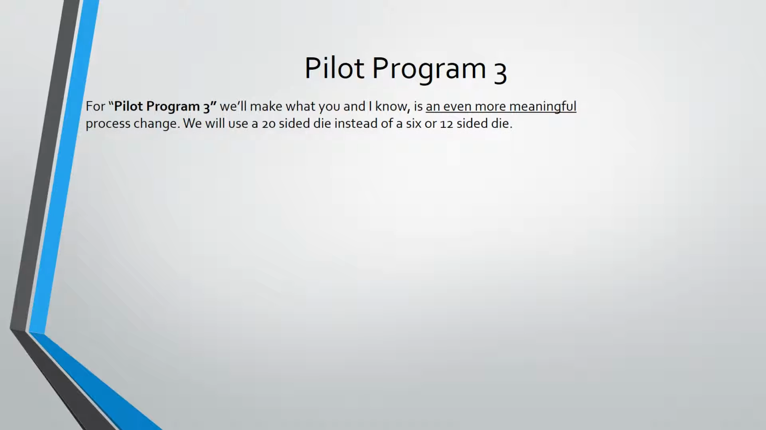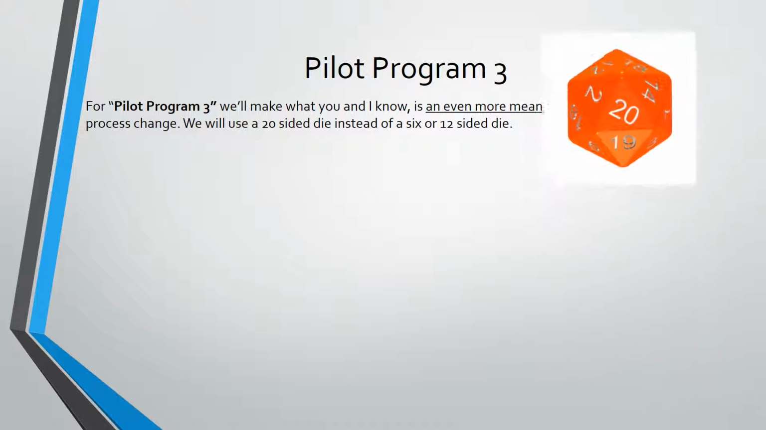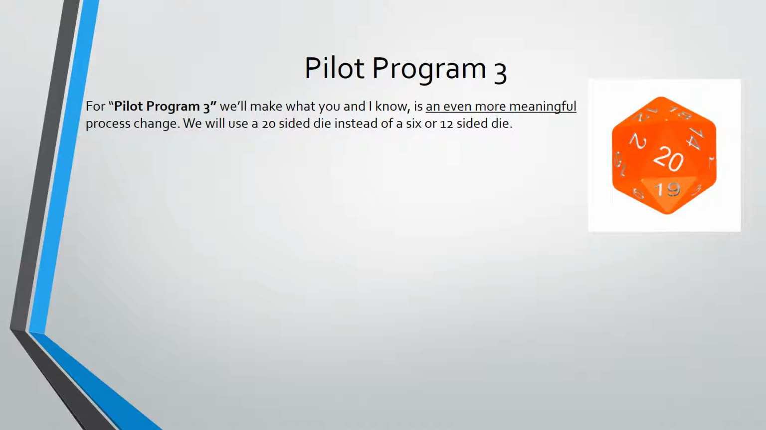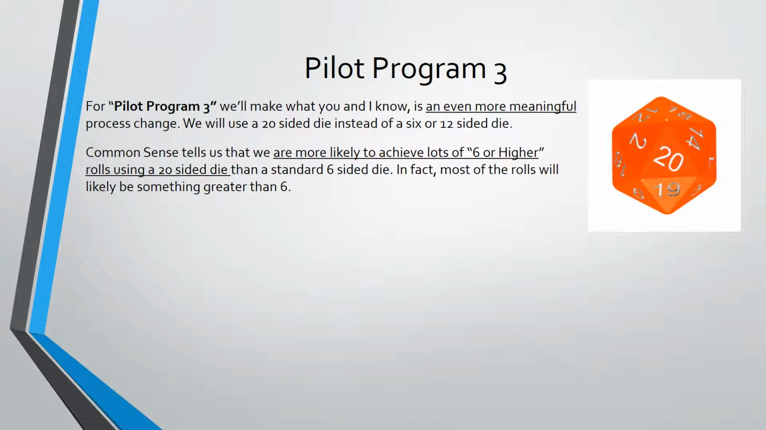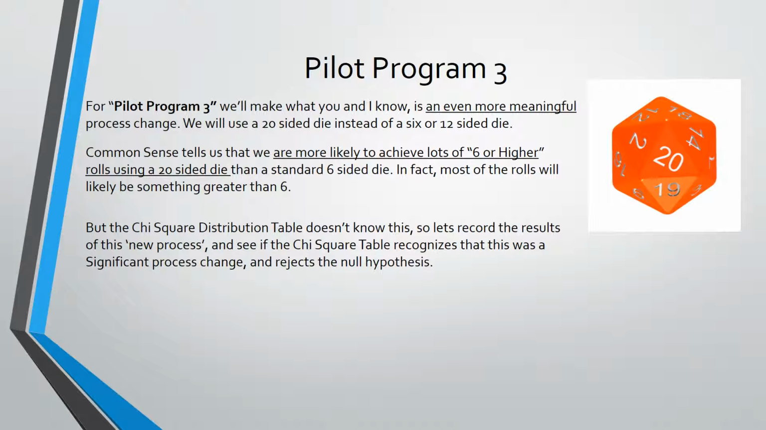Okay, so for pilot program number 3, we're going to make what you and I know is an even more significant process change, because we're going to start using a 20-sided die instead of a 6 or a 12-sided die. So again, common sense tells us we are way more likely to get a 6 or higher roll since we're using a 20-sided die. And in fact, most of the rolls will probably be something greater than 6, because most of the sides are greater than 6.